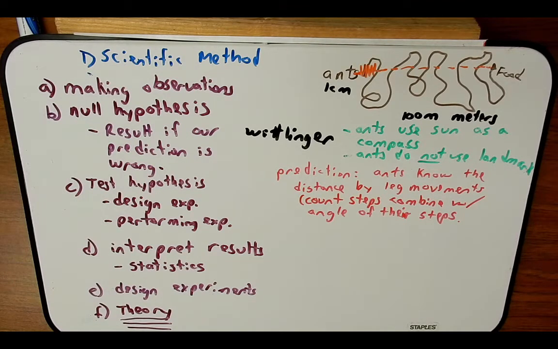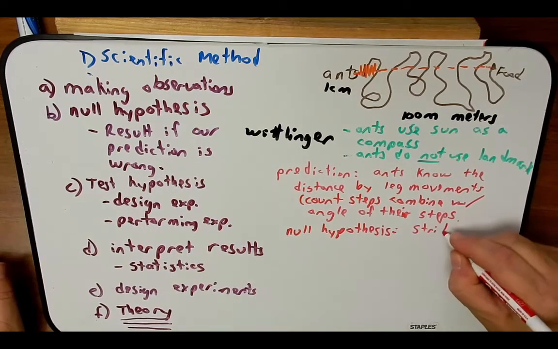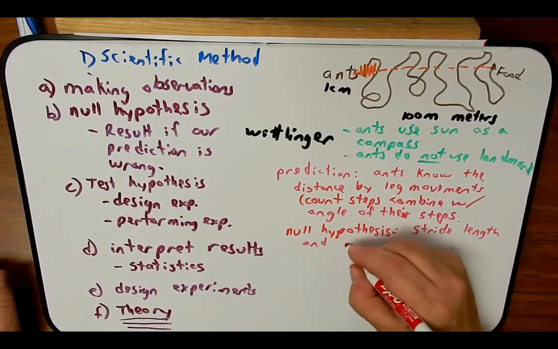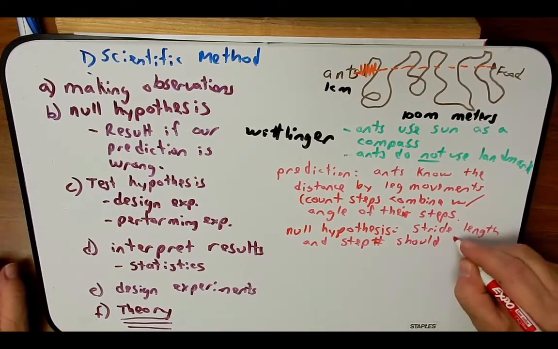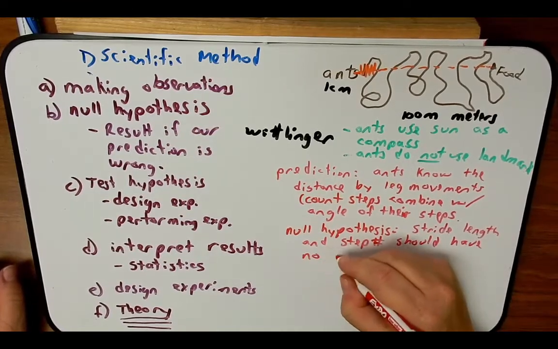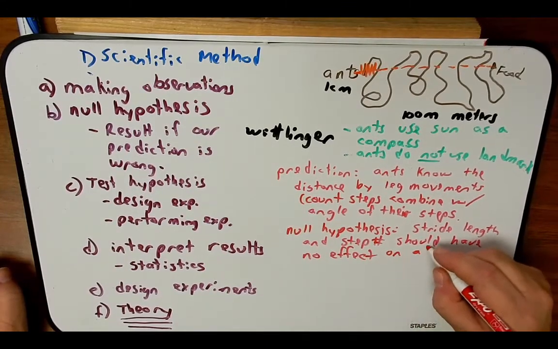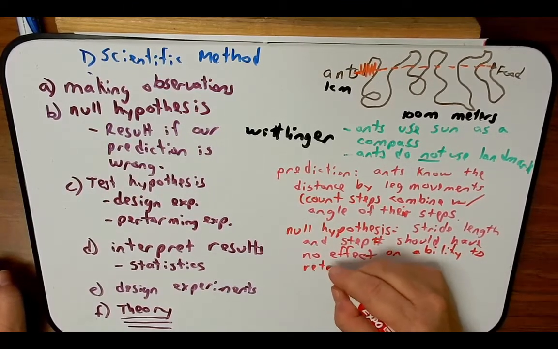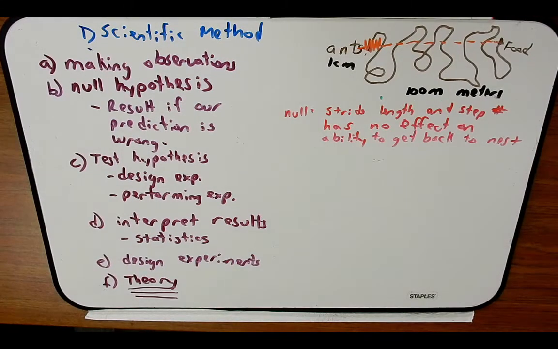So their null hypothesis, with that in mind, is that the stride length and step number should have no effect on ability to get back home to their nest. So, right, return to the nest. All right, now they need to test this null hypothesis.